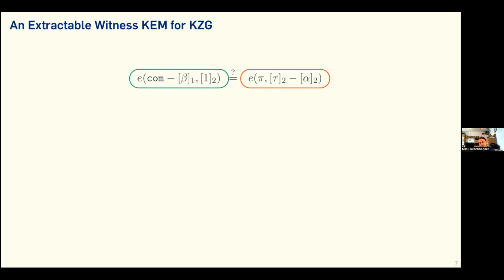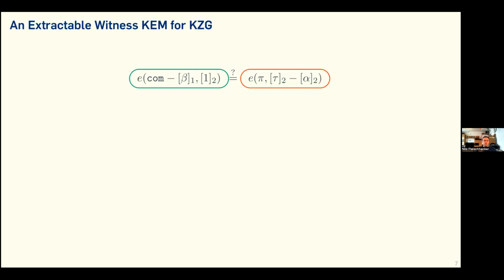And so the basic idea is now, okay, maybe we can use this: the encapsulation algorithm uses the left-hand side of the verification equation, and the decapsulation algorithm uses the right-hand side of this verification equation.